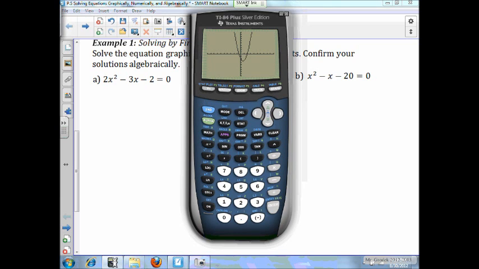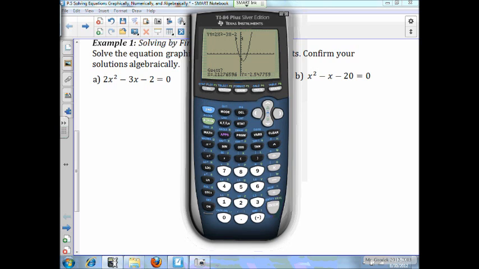Now, as you can see, this is a parabola. This is a quadratic equation. It's got a power of 2 with the x, so we know it's going to have a possibility of 2 real answers. As you can see, that's what we have. Now, to find your zeros, you press second and trace. Go down to 2, which is zero. Now, we want to go to the left of our zero. We want to go to the right of our zero.